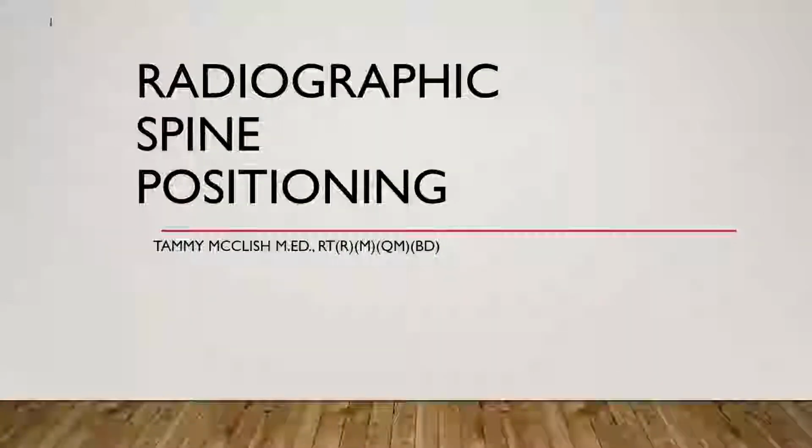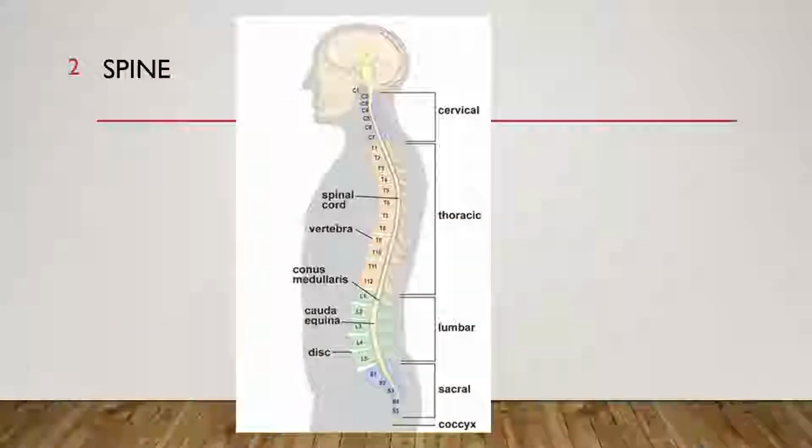Let's take a look at radiographic spine positioning. When a patient has a spine radiograph, they might have x-rays of their neck, which is their cervical, their upper back, which is their thoracic, their lower back, which is their lumbar, the back of their pelvis, which is their sacrum, or their tailbone, which is their coccyx.